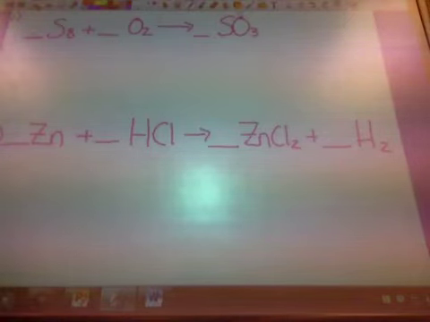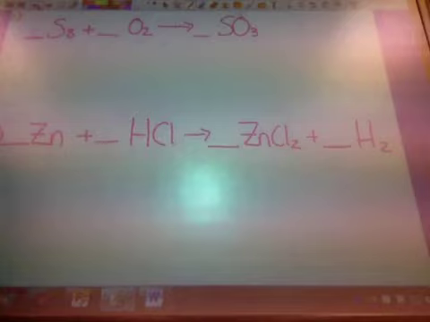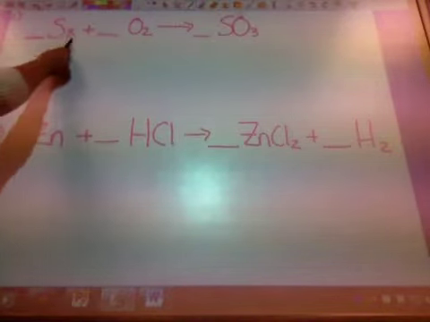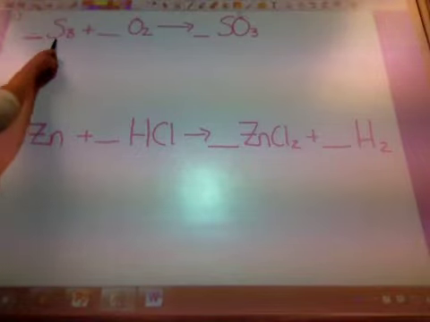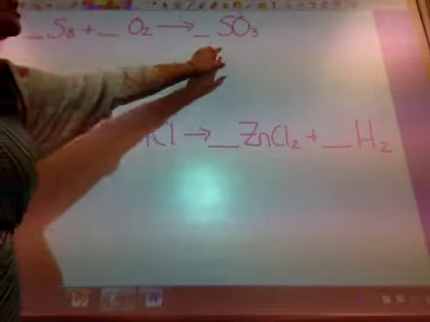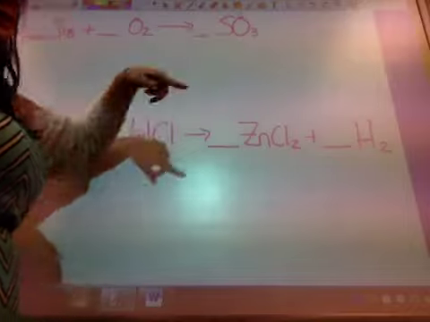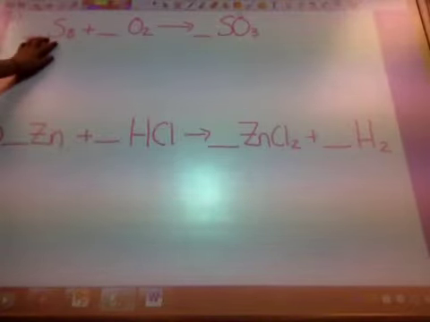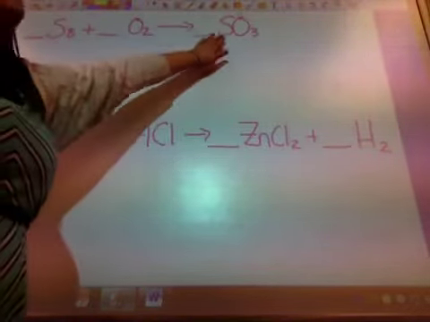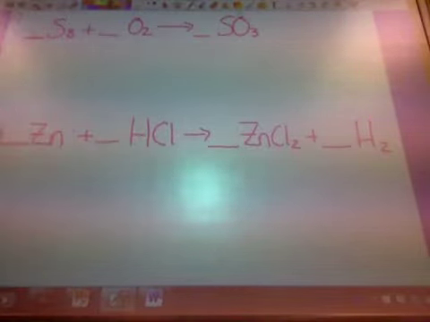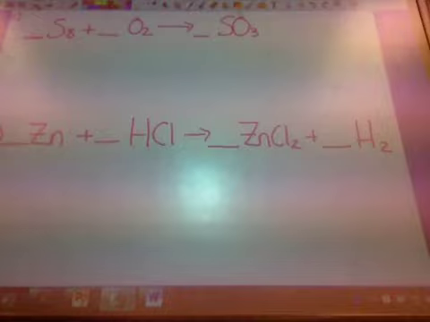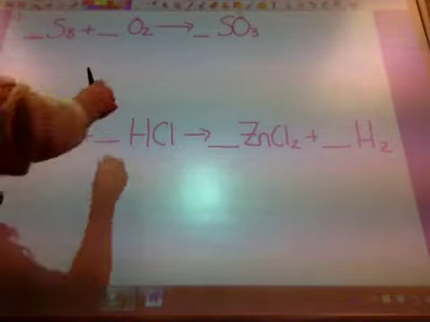So if I look at my reactant side, let's just start off with sulfur. On the reactant side, I see that I have 8 sulfur atoms here. But if I look over on my product side, I only have 1 sulfur atom. So if I have 8 here and I only have 1 here, I need to add a number in front so that I can make that 1 sulfur equal to 8 sulfurs. So what number am I going to write there? I'm going to write an 8.